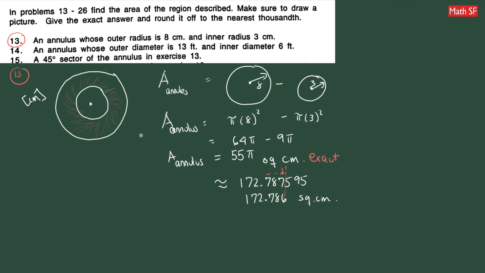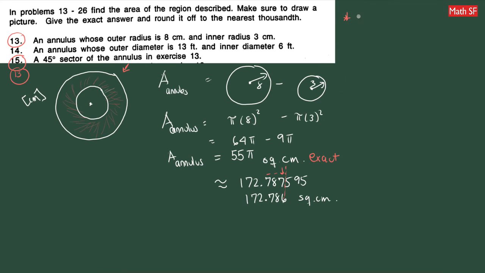So now let's do problem 15. Problem 15 says, find the area of a 45-degree sector of the annulus in exercise 13. So it's the same annulus here. But to find the area of a sector of an annulus, we first need to find the area of the entire annulus. So we're going to need the information from 13, and I'm just going to rewrite it here.